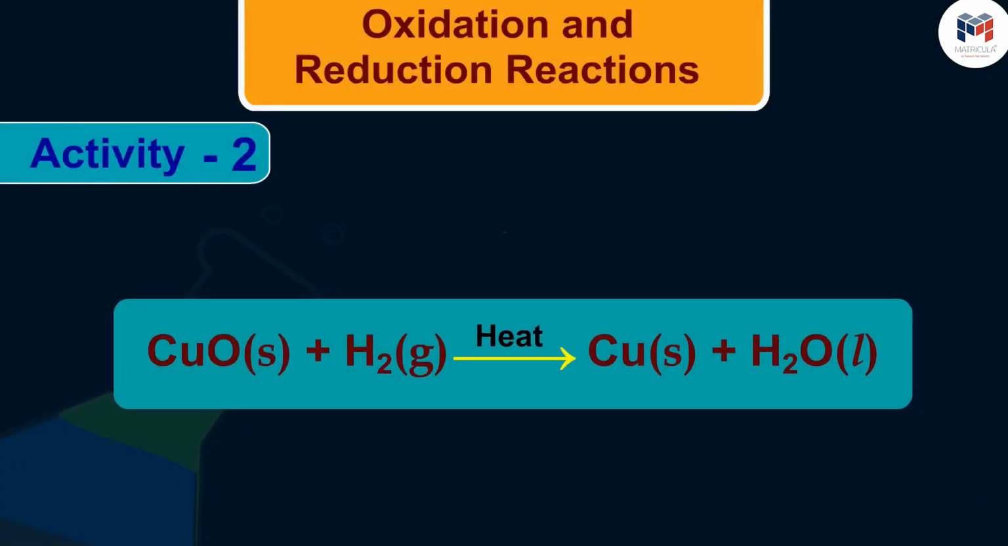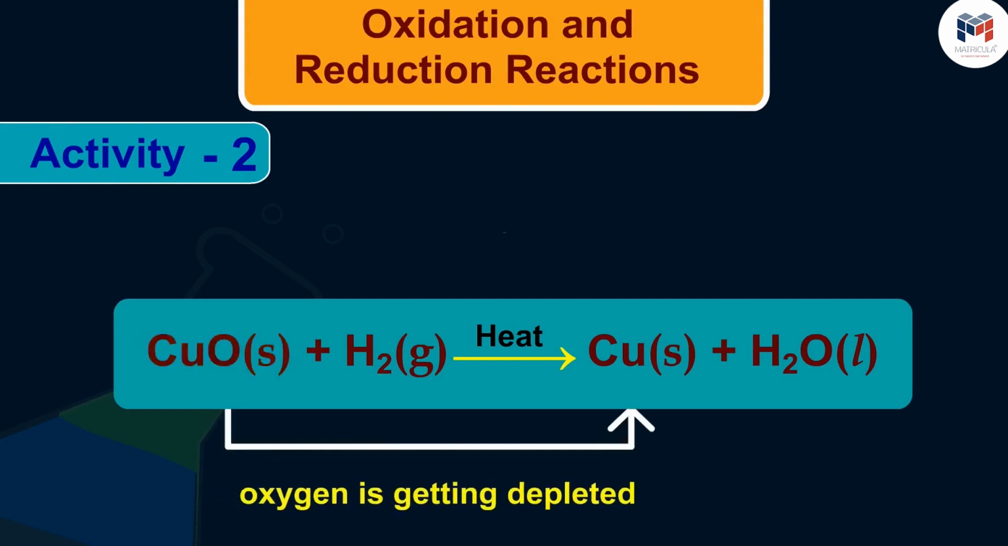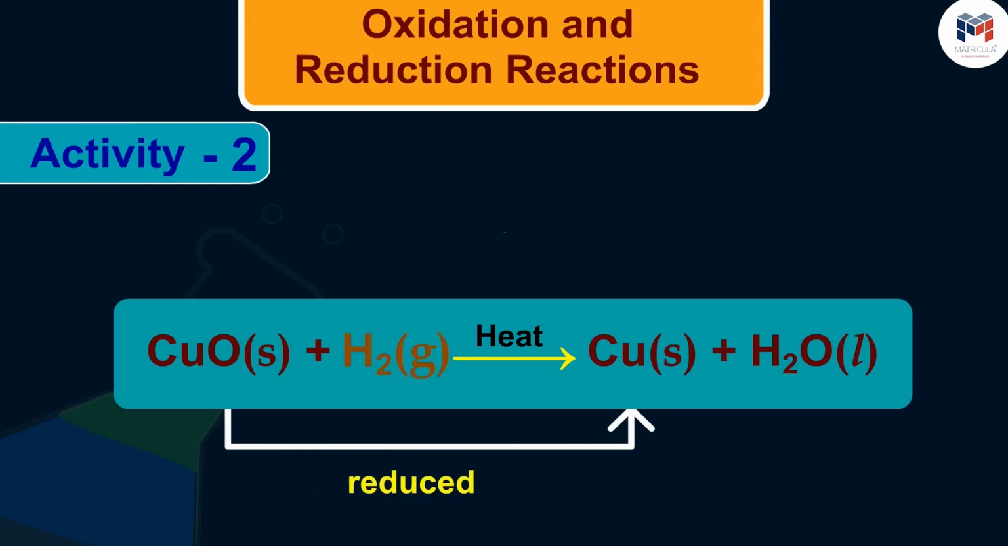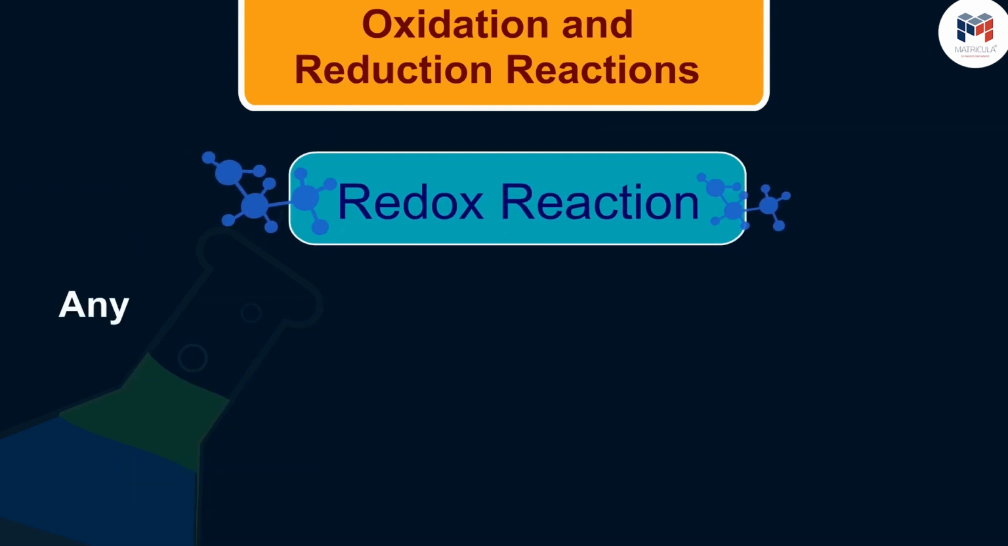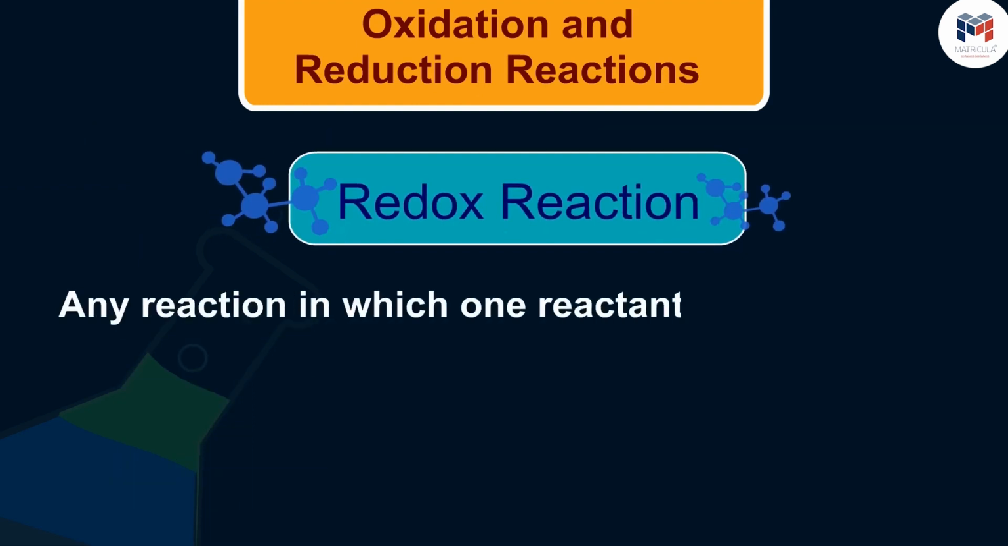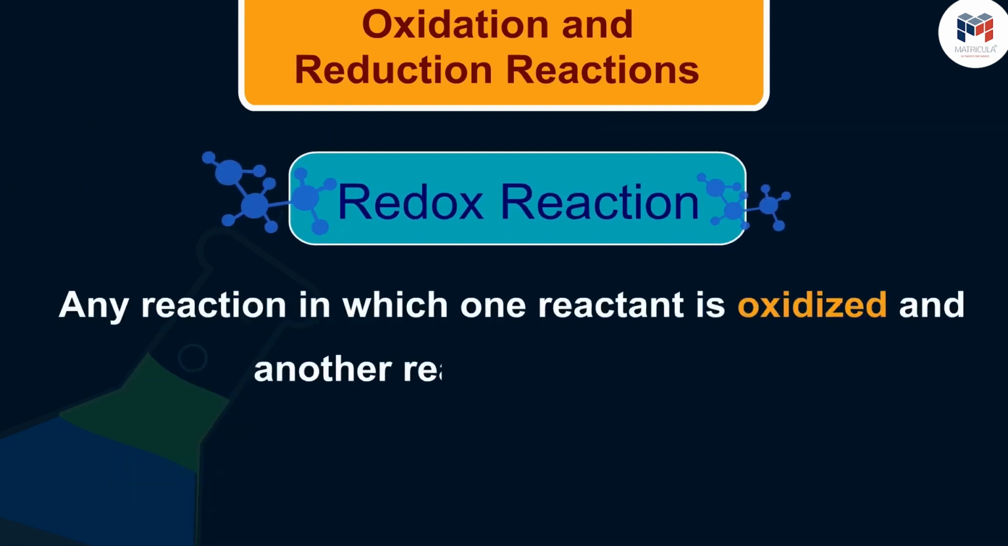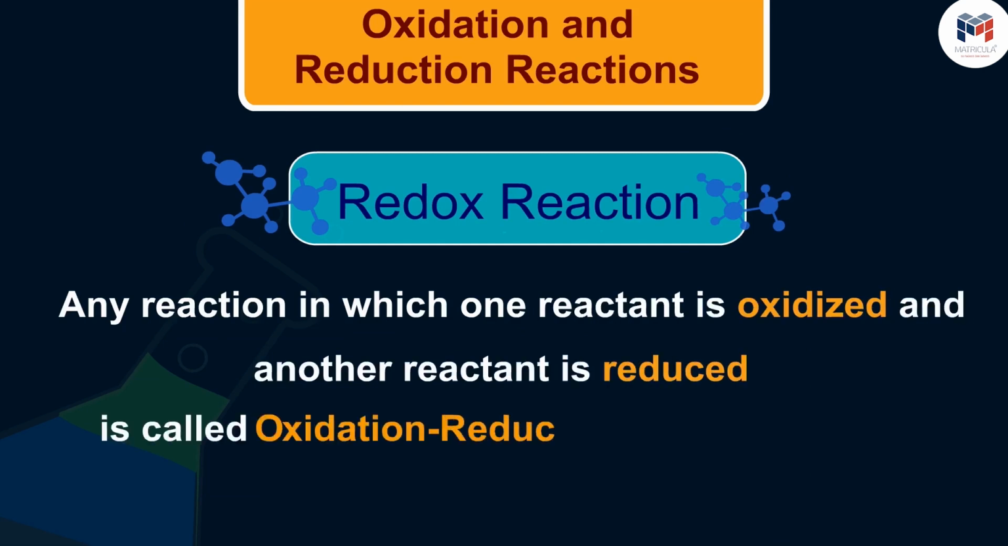If we look closely at this reaction, we will find that oxygen is getting depleted from copper oxide. Hence, it is reduced and oxygen is increasing in hydrogen. So, it is oxidized. Any reaction in which one reactant is oxidized and another reactant is reduced is called an oxidation-reduction, or redox reaction.